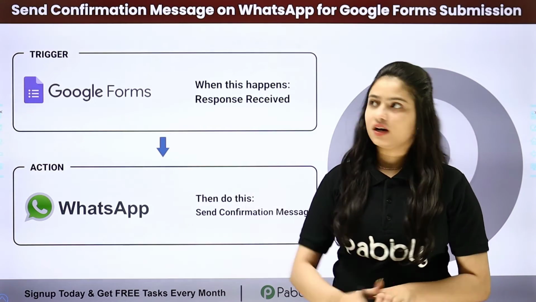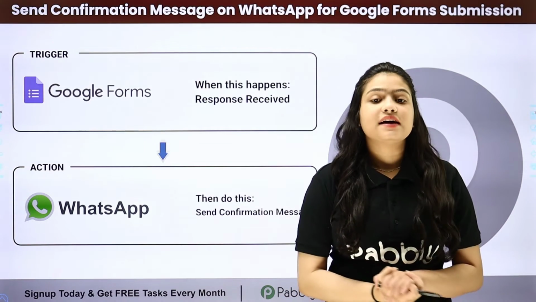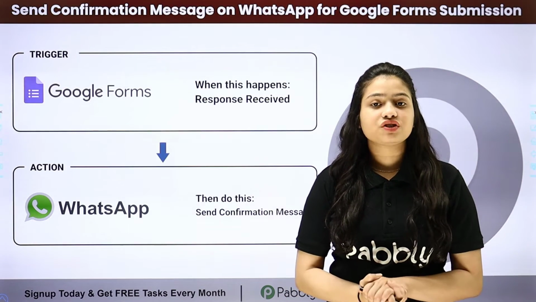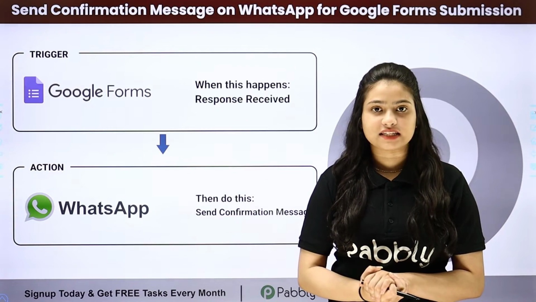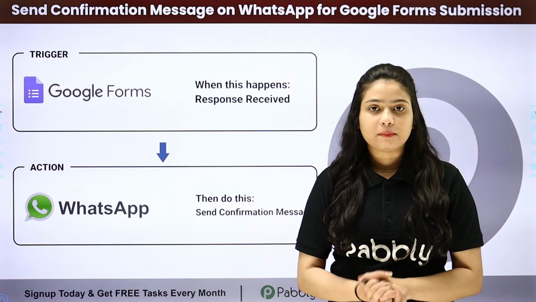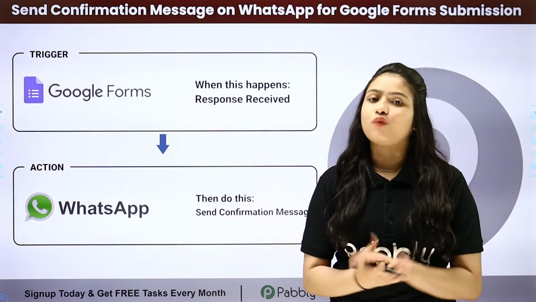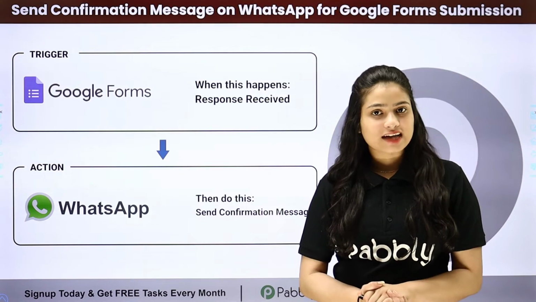In this video, we are going to learn how to send a confirmation message on WhatsApp on Google Forms submission. So I'm recently going to organize an event for which I have created a registration form by using Google Forms. And now I want that whenever a person submits that form, automatically a confirmation message should be sent to that same person on WhatsApp. So how are we going to automate this entire process?